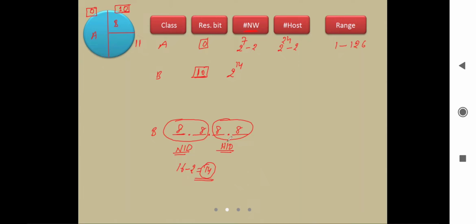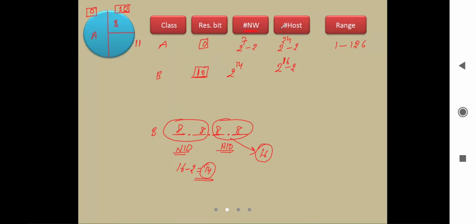Now what about the next thing, the number of hosts? We can find the number of hosts with this one. The total number of bits is 8 plus 8, 16 bits. With the help of 16 bits, how many hosts are possible? It is 2 power 16 minus 2 hosts possible.